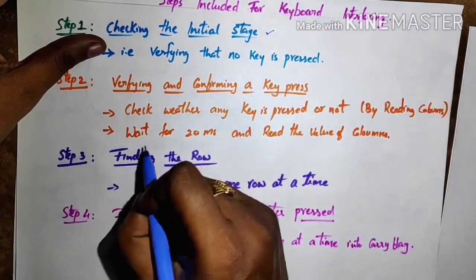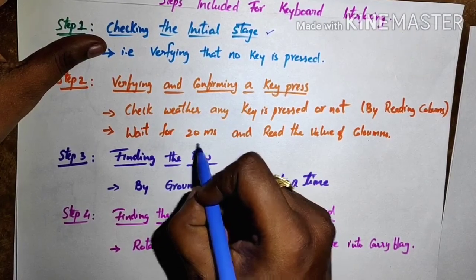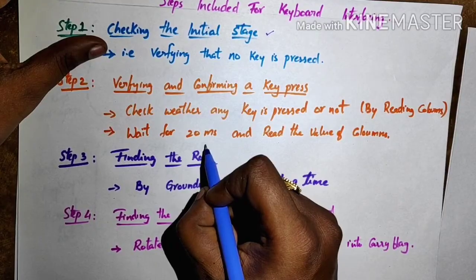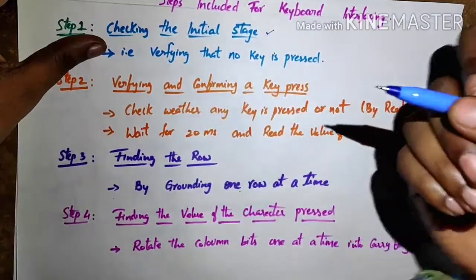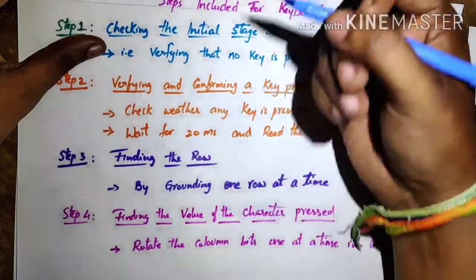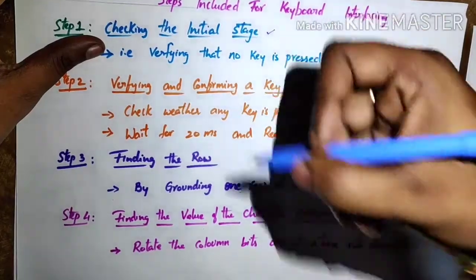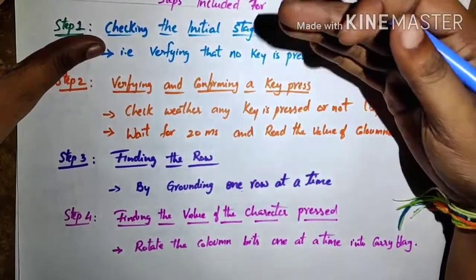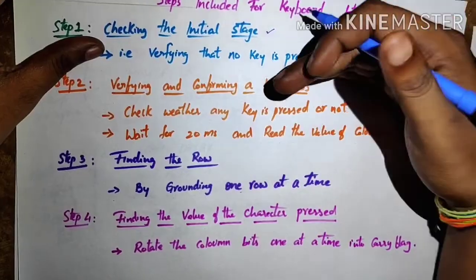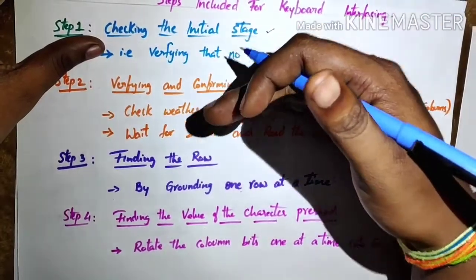So it will wait for 20 milliseconds. After 20 milliseconds, it will again read the value of columns. If there is still a change in the value of columns after 20 milliseconds, then it will confirm that a particular key has been pressed.